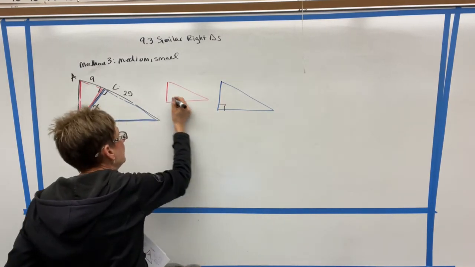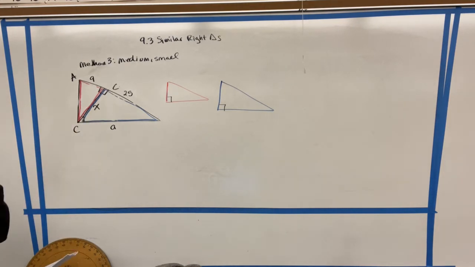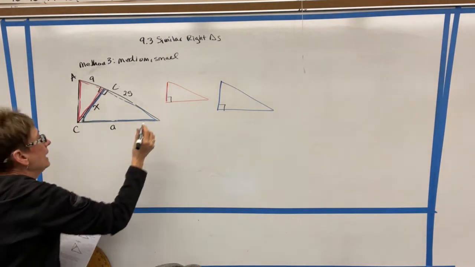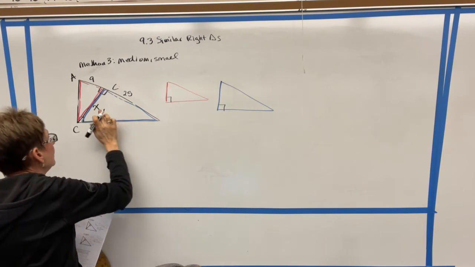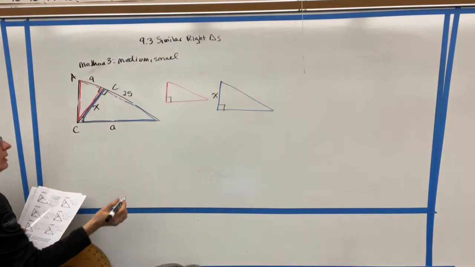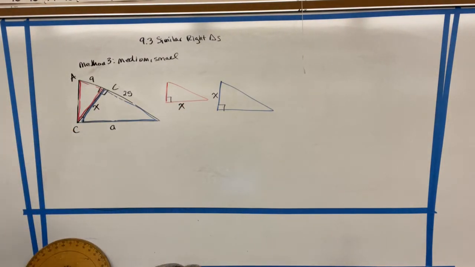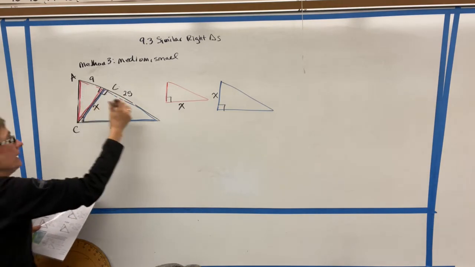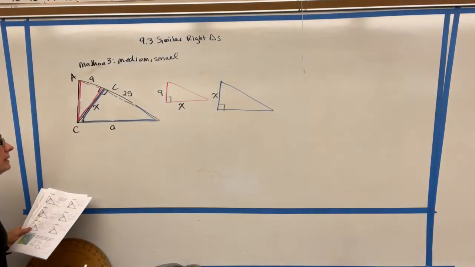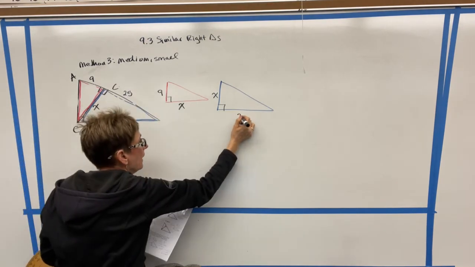And again, I picked the small and the medium because I wanted a pair of triangles that had my unknown, had information that they could share. Now notice that this X is the short leg of the blue triangle, but it's the long leg of the red one. So we do have to be careful about that. And then the short leg of the red one is 9. And then the long leg of the blue one is 25.